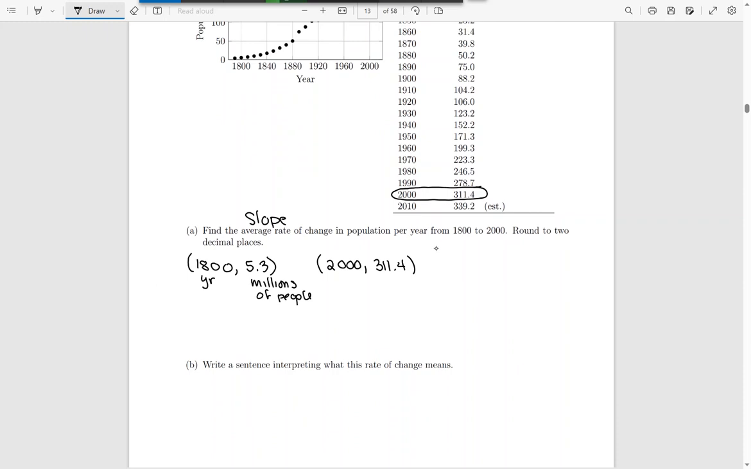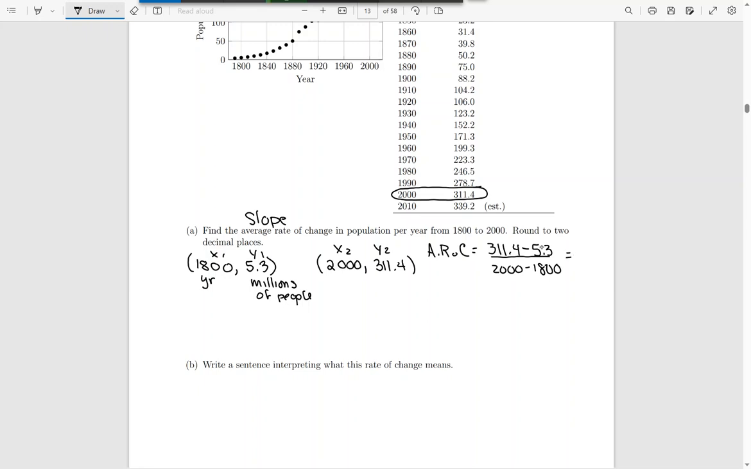So I'm going back to my average rate of change formula, which is slope, calling one point x1, y1, the other one x2, y2, and doing the y's over the x's. So my y's, 311.4 minus 5.3 over 2,000 minus 1,800.